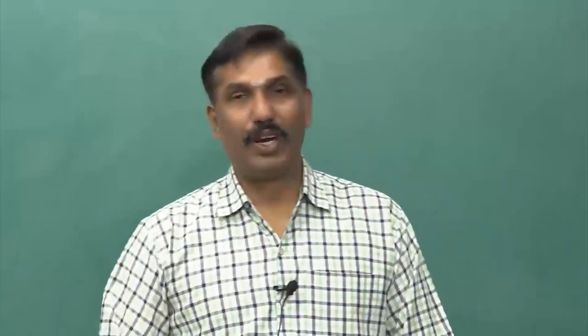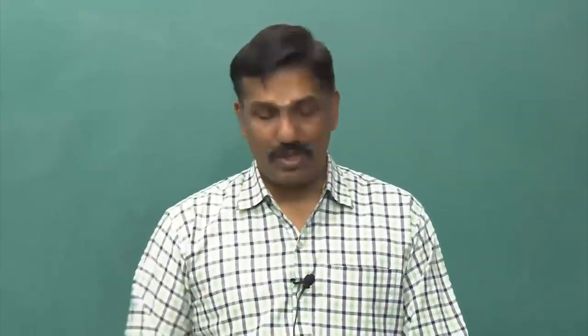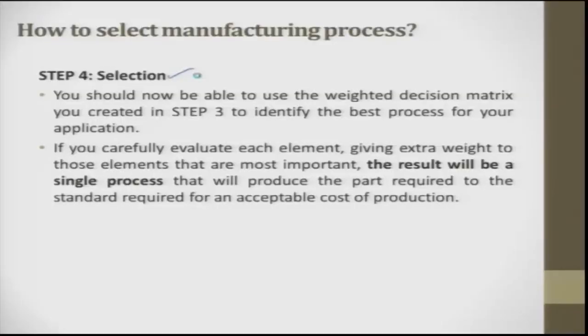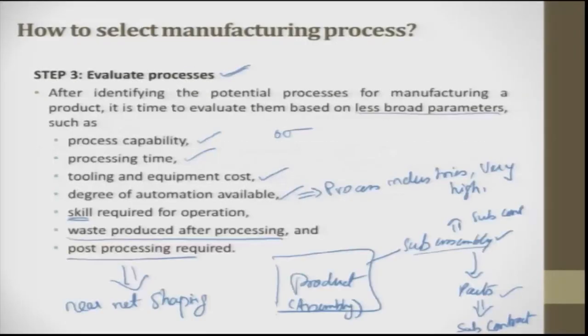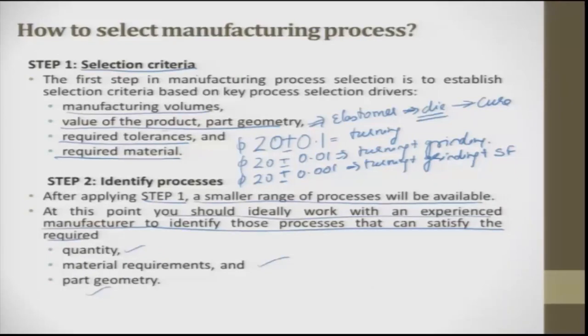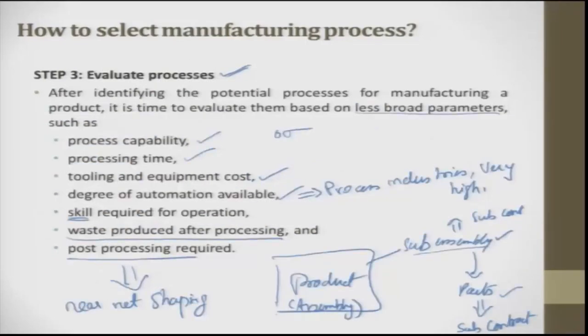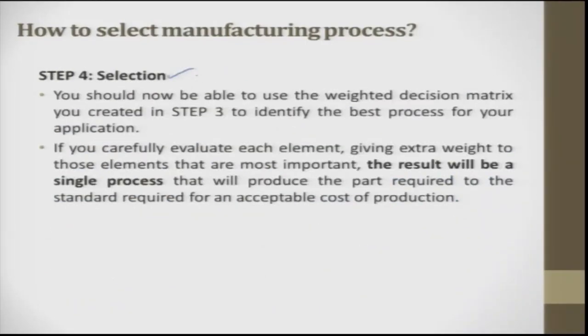And in the same way, when you try to talk about chips which are getting produced, it is the same thing. What do I do with the chips? So, the selection, after doing these three, first what did you do? You had a selection criteria, then you identified a process, then you evaluated the process, then the fourth step is selection. You should now be able to use the weighted decision matrix.